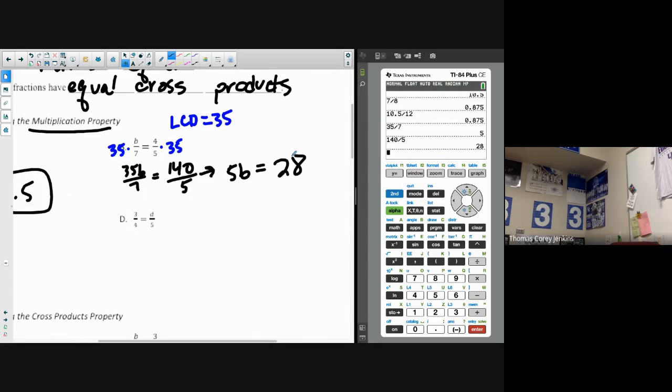That might sound familiar to the beginning of the problem when I talked about cross products, right? So this is just another way to get those, I guess, equivalent cross products almost. Okay, then we finish solving by dividing both sides by 5. So 28 divided by 5 is 5.6.